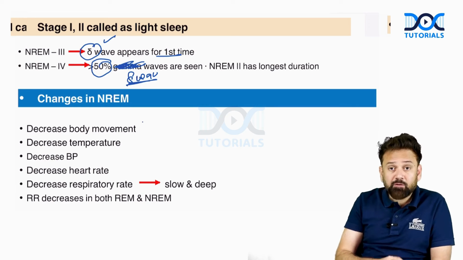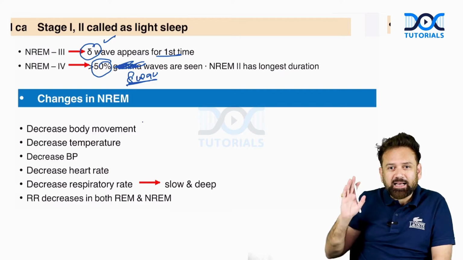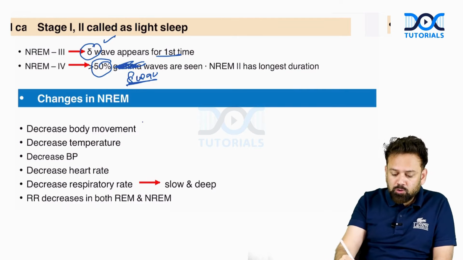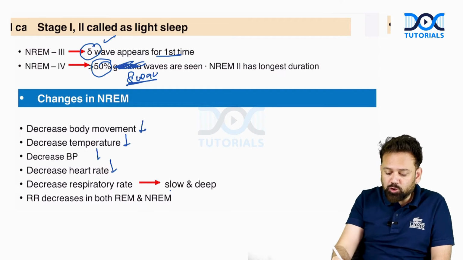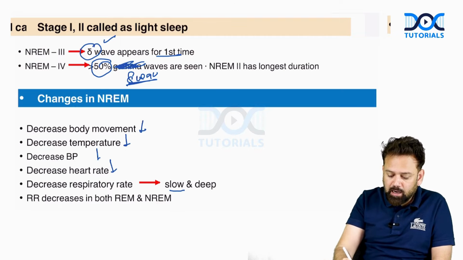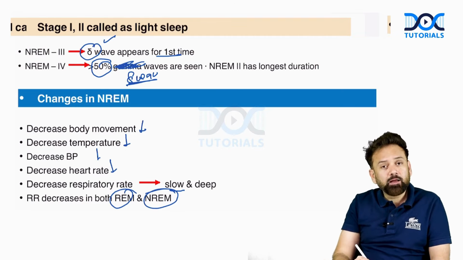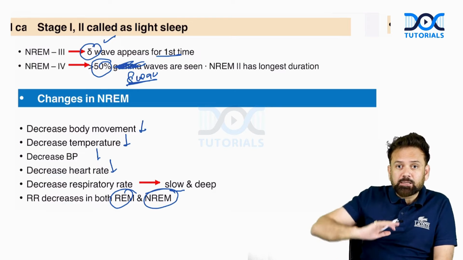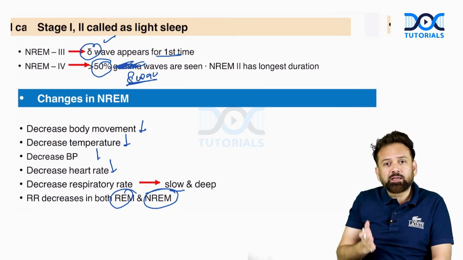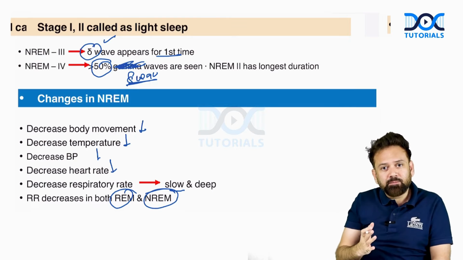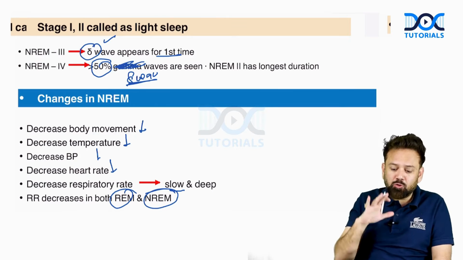Deep sleep. What will be the changes in NREM? You are relaxed. BP will be low, body movement will be low, temperature will be low, heart rate will be low. But respiratory rate is going to be low in both REM and NREM. Why? Because when we are sleeping, it will suppress what? Respiratory center. So either we are in REM or in NREM, respiratory rate is always low.